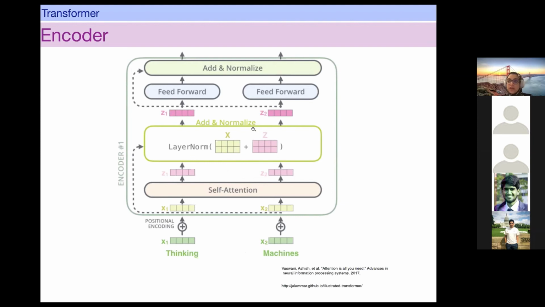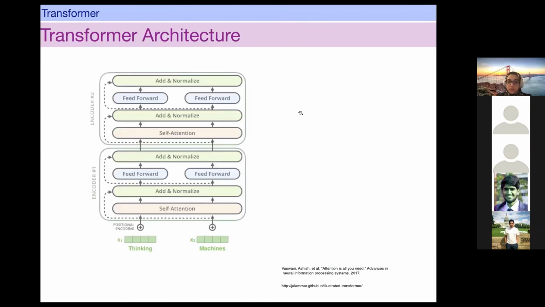And then we have this new output, which we pass through a feed-forward network. And also we have this skip connection where we also add it and do another layer normalization. And then this is the output of the encoder.